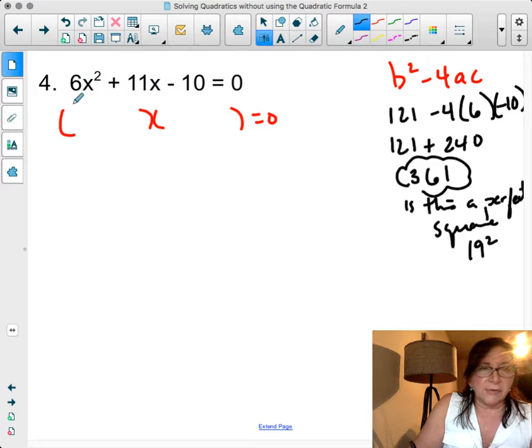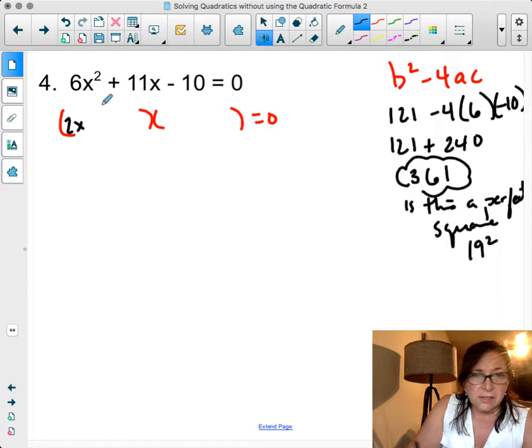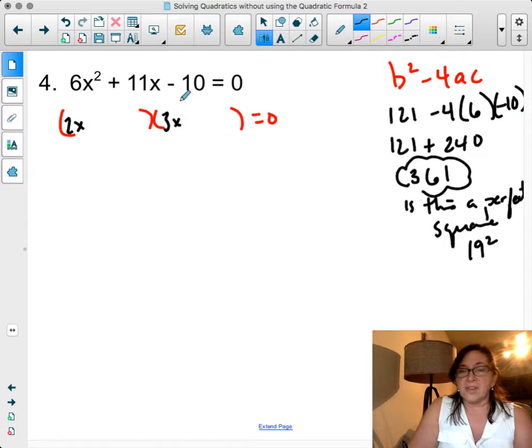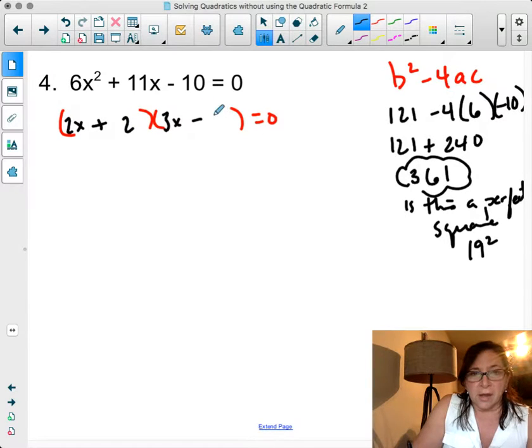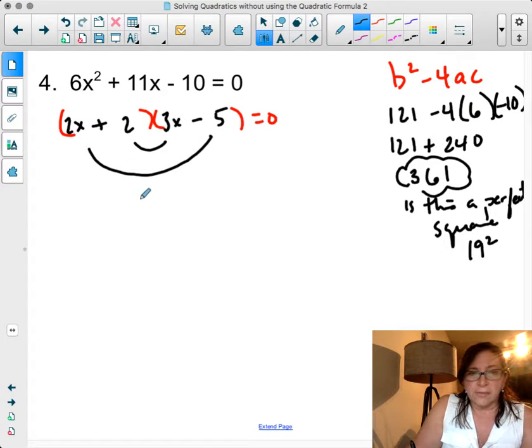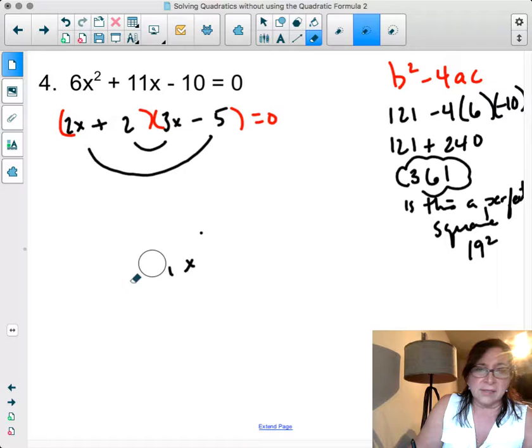So factoring, let's see. For 6, our choices are 1 times 6 or 2 times 3. I'm going to start with 2x times 3x. And for 10, my choices are 1 times 10 or 2 times 5. So I'm going to make these plus and minus, and then I'm going to try 2 times 5. Again, you check these two values, the inside and the outside. So you're going to get 2 times 3, which is 6x, and 2x times negative 5, which is negative 10x. And that's negative 4x, which is not what I want. I want 11x. So I'm actually going to erase this and try again, this being the guess and check method.